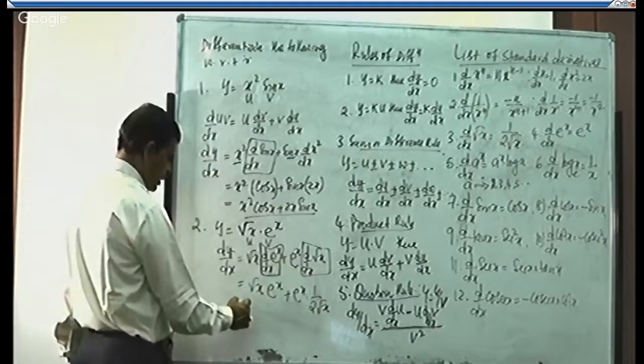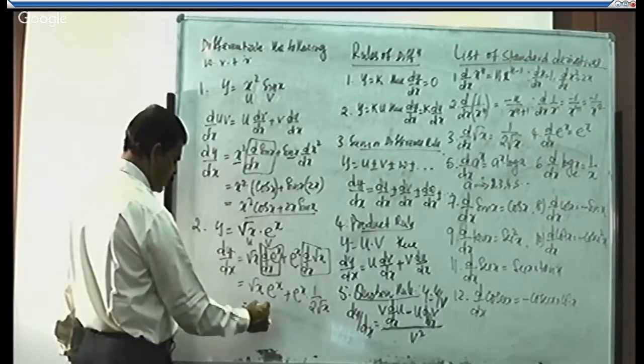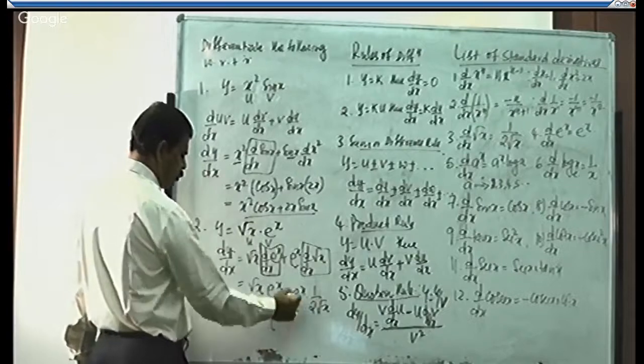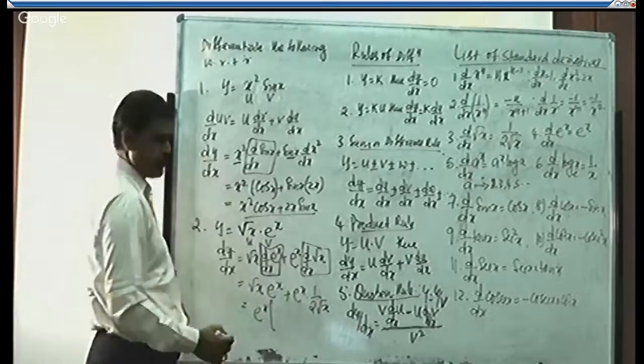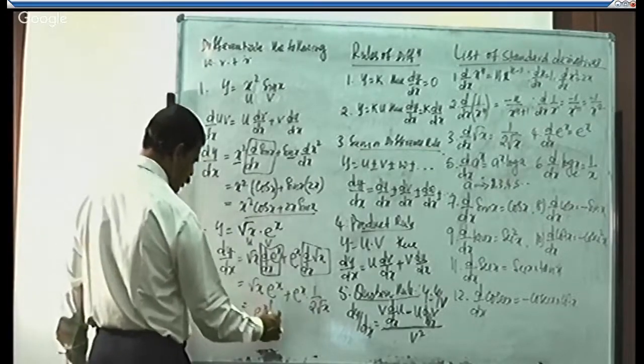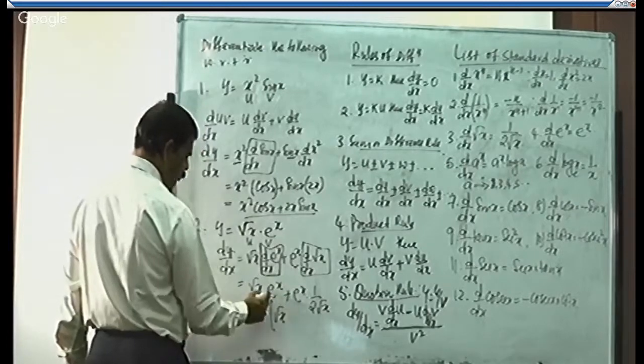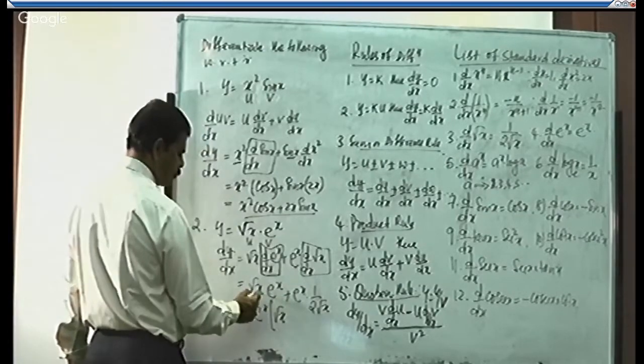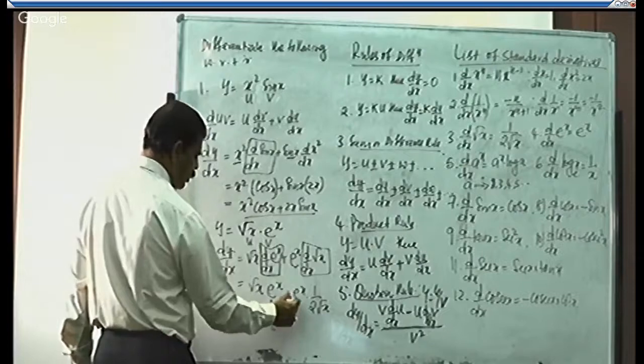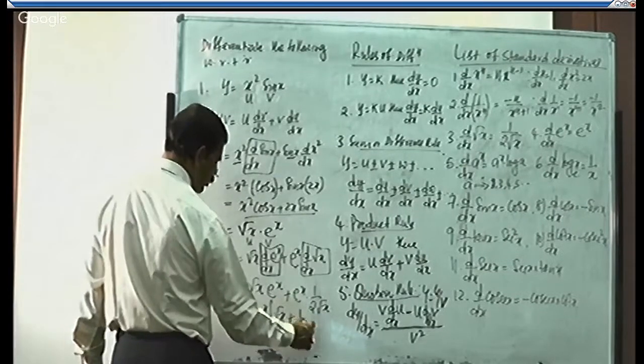So, e power x is taken common because in both the terms we have e power x. What is the finally remaining term? After leaving e power x, we have root x plus, after leaving e power x, 1 by 2 root x.